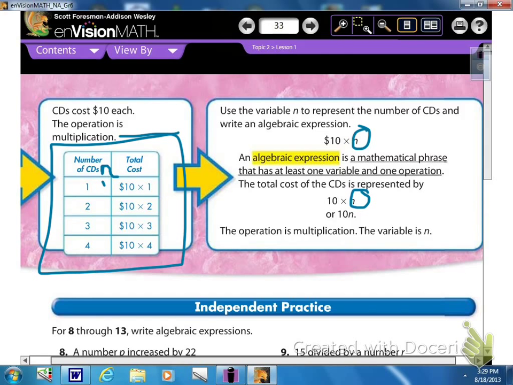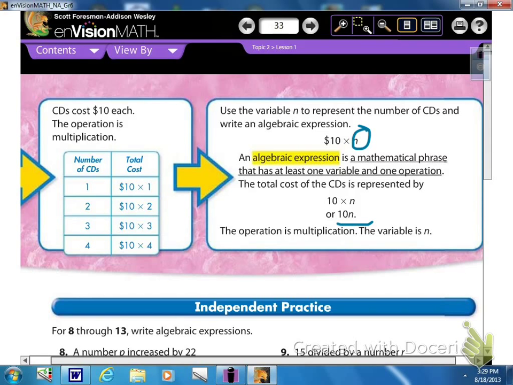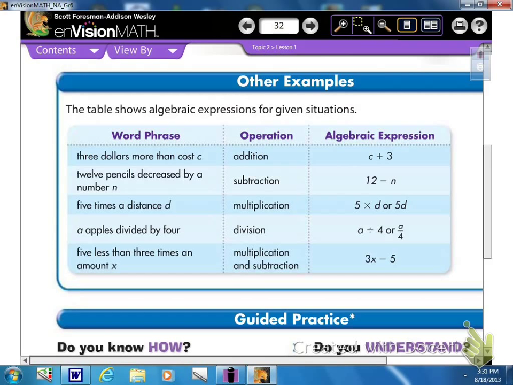If I have 1 CD, it's 10 times 1. If Donnie bought 2 CDs, it's 10 times 2. 3 CDs is 10 times 3. If Donnie buys 4 CDs, it's 10 times 4. Whatever the number, whatever the variable may be, that's n. We just multiply 10 times that. So that would have been the algebraic expression to show how you could find out how much Donnie spent on CDs.